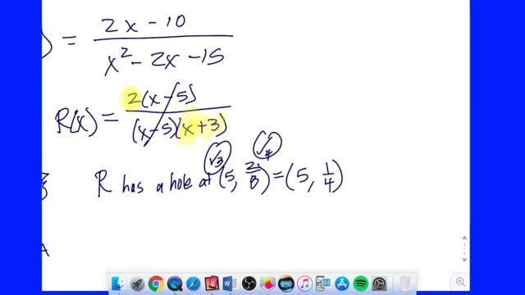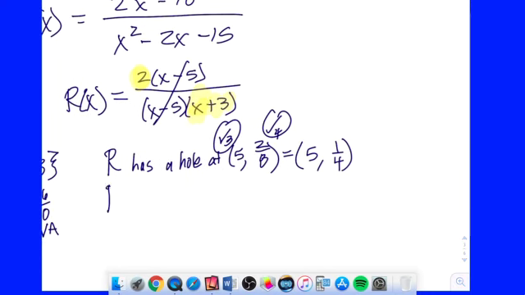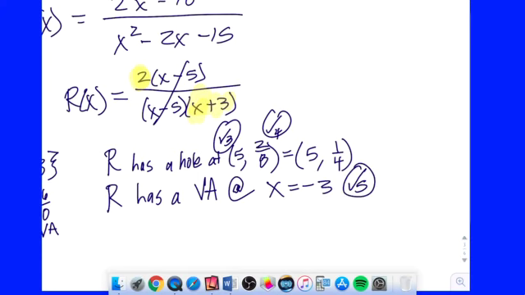Some people forgot about the other discontinuity. What other discontinuity do we have? Negative 3, yes. R has a, and I'll let you abbreviate, VA at the equation x equals negative 3. That's your fifth check. It was amazing how many people only found one but not both. Remember, any value that makes the denominator 0, we had 2 of them, that was a quadratic, is going to be a discontinuity. It's either a hole or a VA. Right?